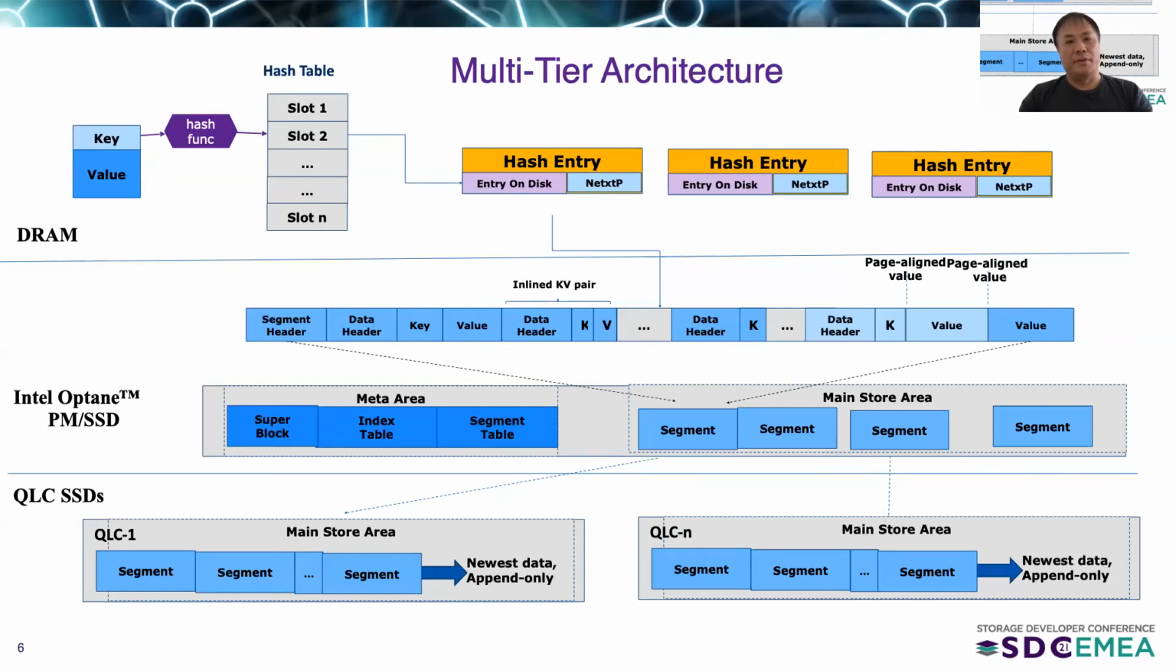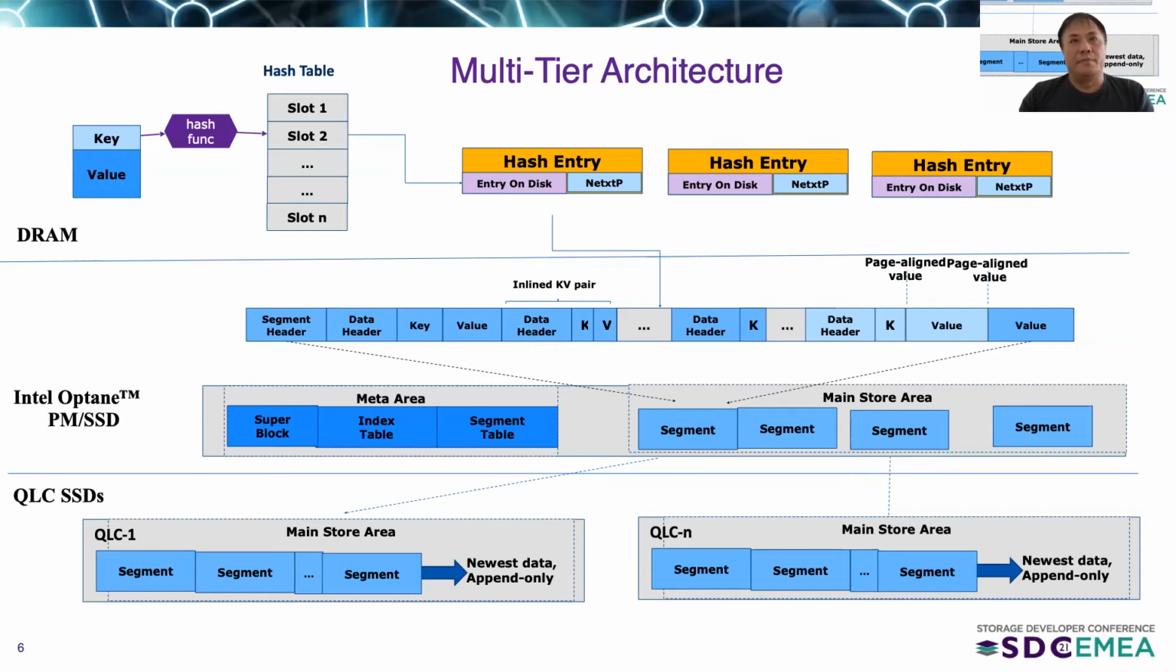Quick talk about this multi-tier storage architecture. Remember we have volume and tiered. This is tiered. On the DRAM, we have the hashing table. Basically all the mapping table is here. We have a hashing tree, with the pointer entry to the disk, say 8 bytes. And then the second and third tiers are Optane and QLC.